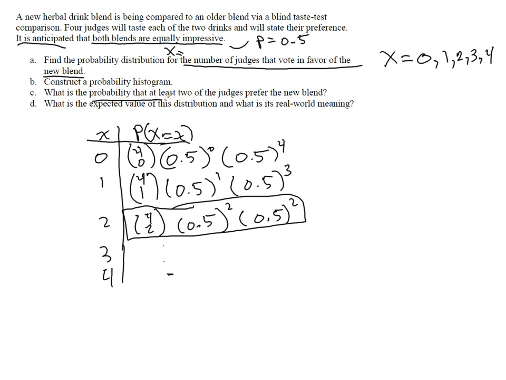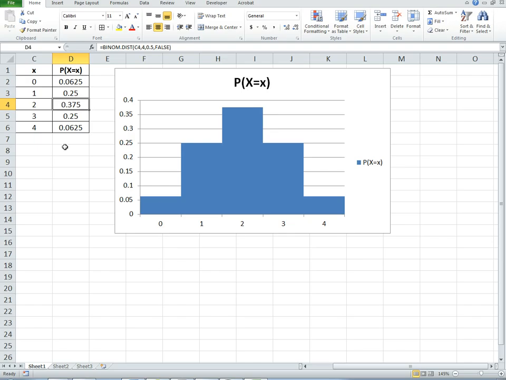So the probability that at least 2 of the judges prefer the new blend would be something that we'd be more mathematically interested in. That way we could say, hey, you know what? There was this probability, we got 4 out of the 4 judges to vote in favor of it. So really what we're looking for is the probability that the random variable is at least equal to 2. So what would that mean? That would mean x equals 2, x equals 3, or x equals 4.